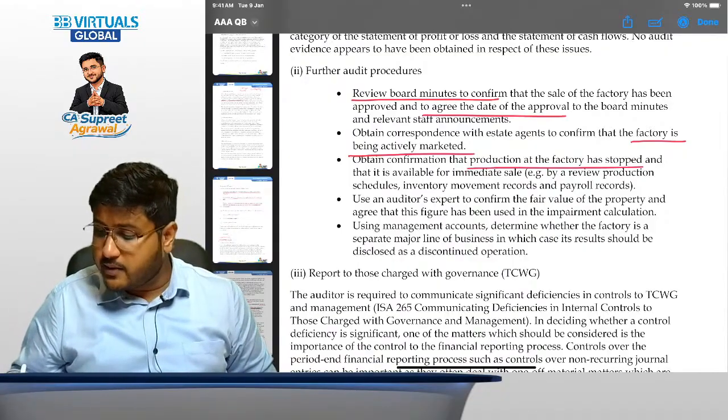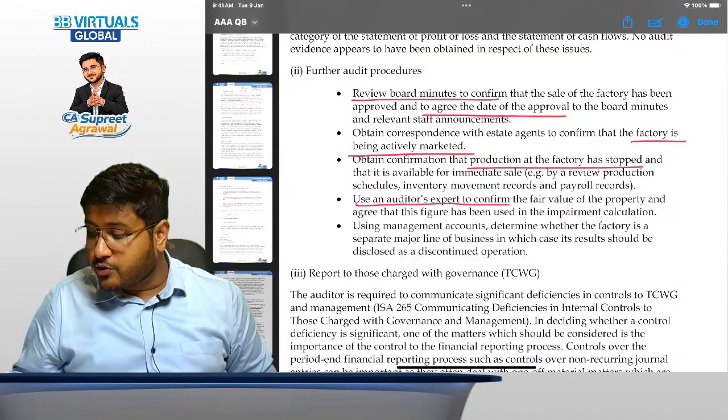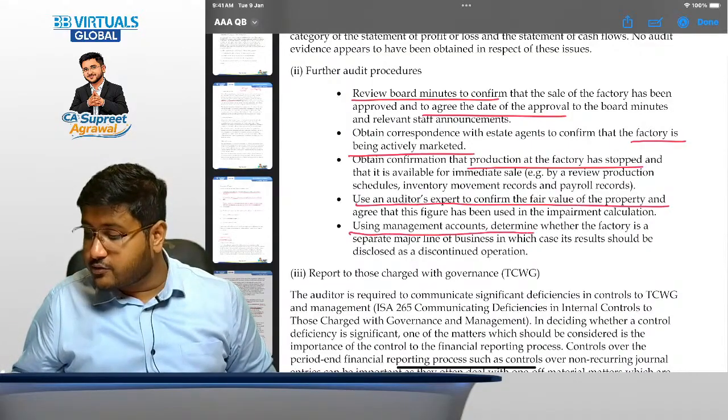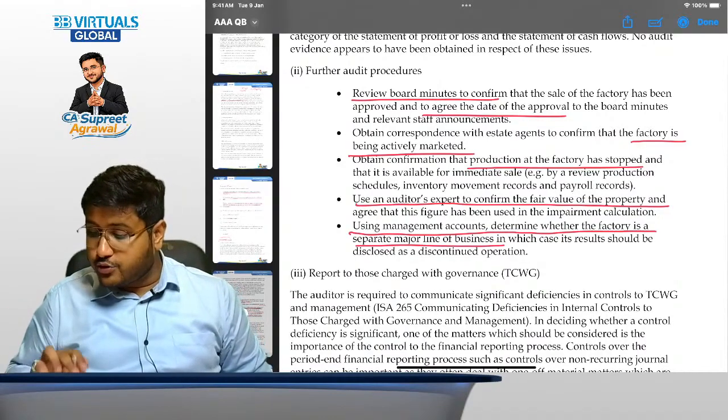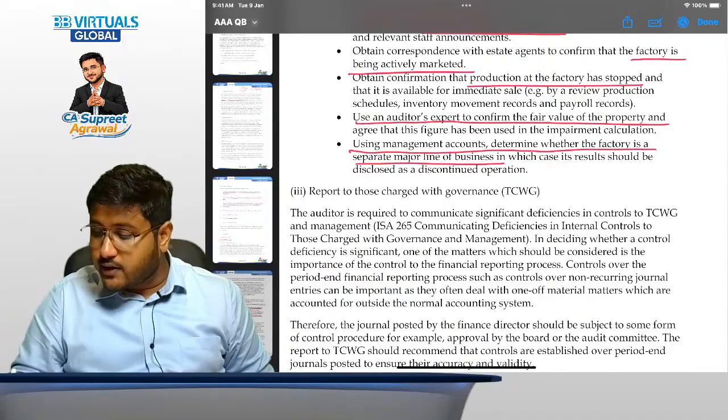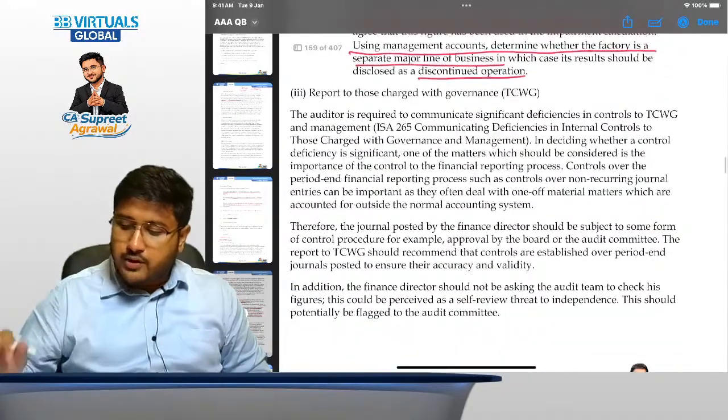Otherwise, this is continuously being done. Use an auditor's expert to confirm the fair value of the property, whether it is appropriate or not. Using management's accounts, determine whether the factory is a separate major line of business and whether there could be an issue on going concern of the management or not, and whether it has been disclosed as the discontinued operation or not. Now, report to those charged with governance.